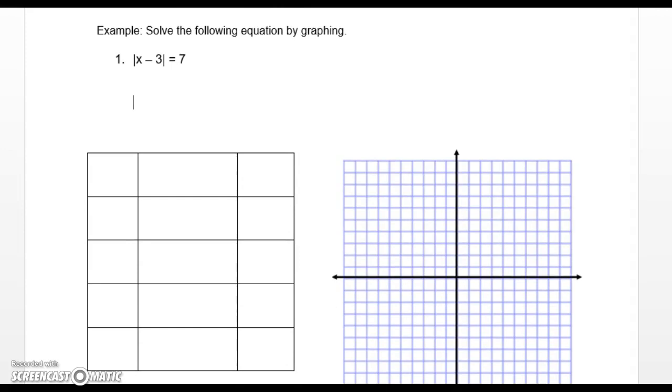So here we're going to solve the equation: the absolute value of x minus 3 is equal to 7, and we're going to use graphing to do that. We're going to take this whole equation and split it into two parts. We set the left side of the equation equal to y, so y is equal to the absolute value of x minus 3. We're also going to graph the right side, which is y is equal to 7. I'm going to graph the first equation, then the second one, and then find the intersection points.